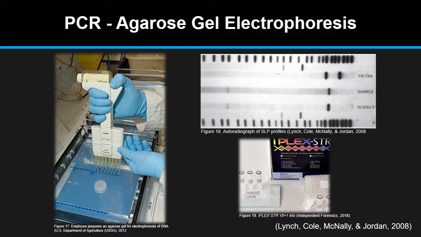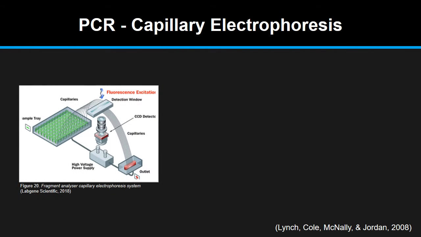And since the late 1990s, it has improved with STR multiplexing kits, which have combined PCR and labeling through the use of fluorescent primers. And more recently, PCR products have been separated in liquid phase by capillary electrophoresis rather than on solid gel, allowing many more samples to be separated and analyzed in a single run.